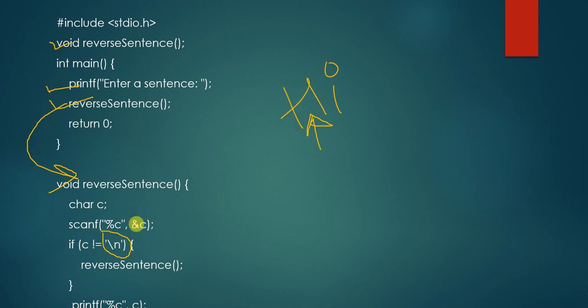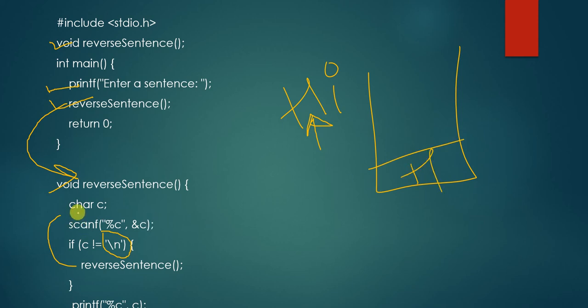If h is new line? No, it is not new line, so again this will be called. Before that, this h will be pushed to the stack. After that, the reverse function is called one more time. The next character will be taken and checked whether it is new line. No, then again this will be pushed, and then what next is new line.